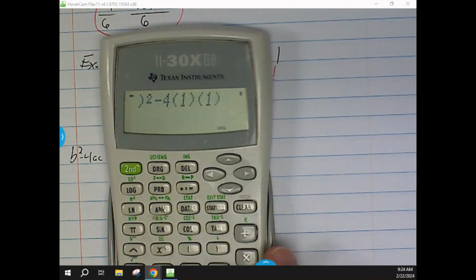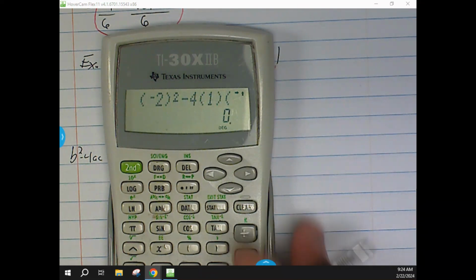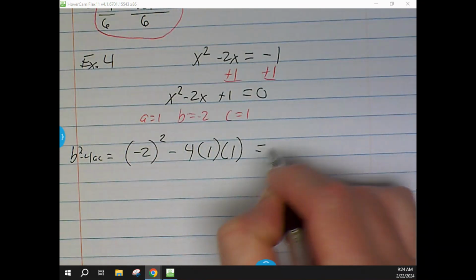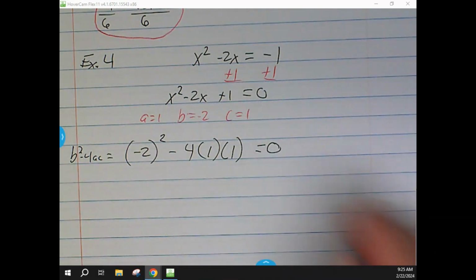Okay, so plugging everything in. We've got B squared minus 4 times A times C. This comes out to be a nice, big, fat, round 0. Okay, if it's 0, how many solutions are we going to have? We got one solution.